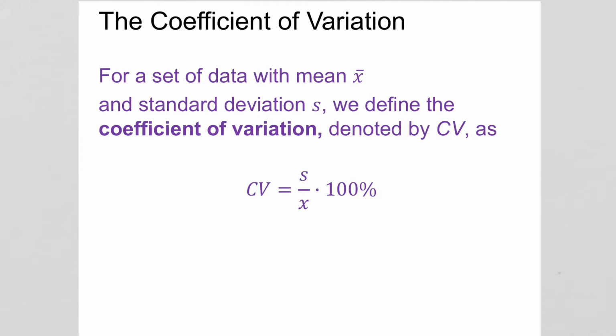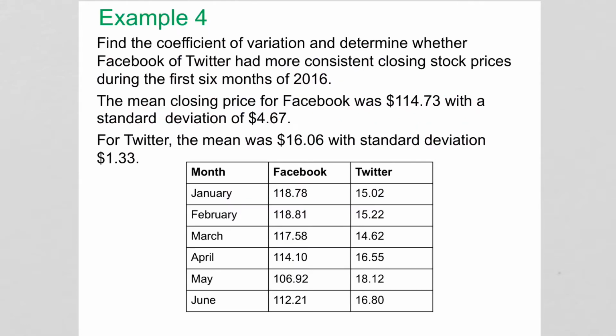The coefficient of variation we denote by this: the standard deviation divided by the mean times 100. And that X right there should have a bar over it. I better change that in our notes. Okay. So find the coefficient of variation and determine whether Facebook or Twitter had more consistent closing stock prices during the first 6 months of 2016.